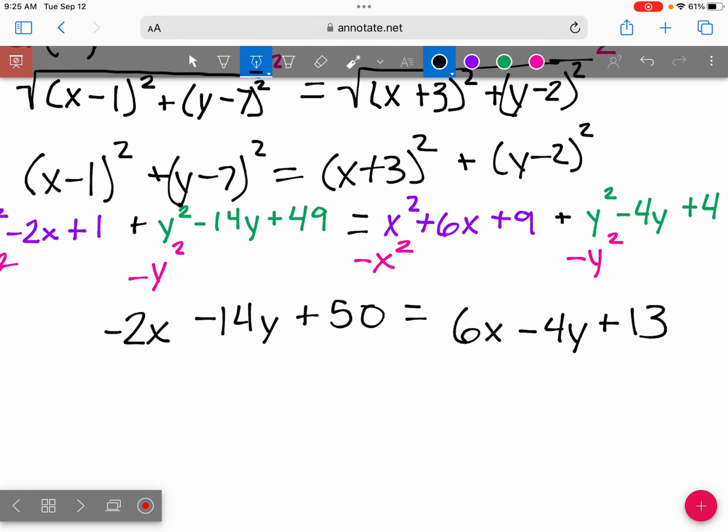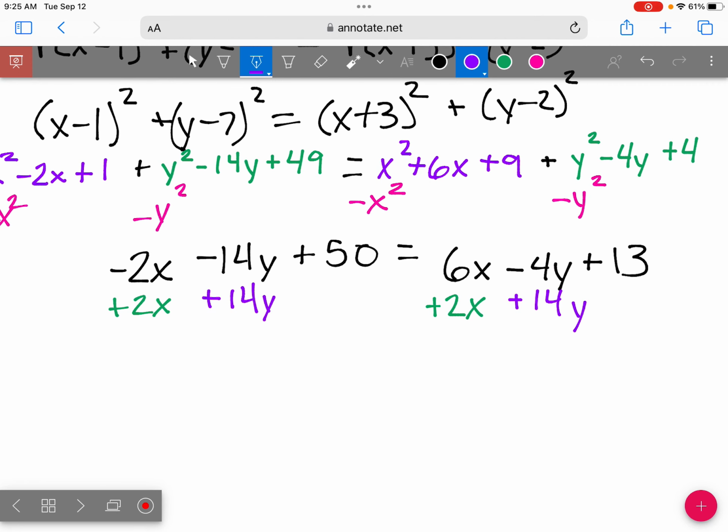All right, now what can we do? Can we get x's and y's together? Yeah, what are we going to do? Add 2x, fine choice. What else are we going to do? Plus 14y. It's winding up looking kind of like standard form, so let's get our x's and y's on one side and our number on the other. So I'm going to leave my 50 over here for now. We get 8x plus 10y plus 13.